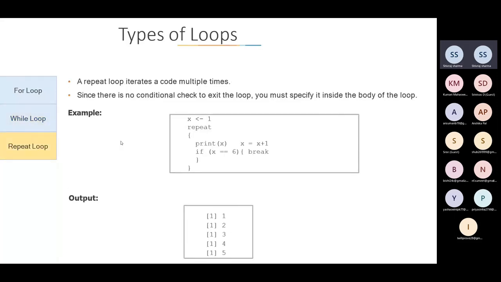What exactly does the repeat loop do? The repeat loop iterates a code multiple times. Means when we mention to repeat, similarly to the while loop, it also runs up to a particular limit. Okay. If you observe in this code, we mentioned a break also. If we do not mention a break, then it will repeat the iteration up to infinity.